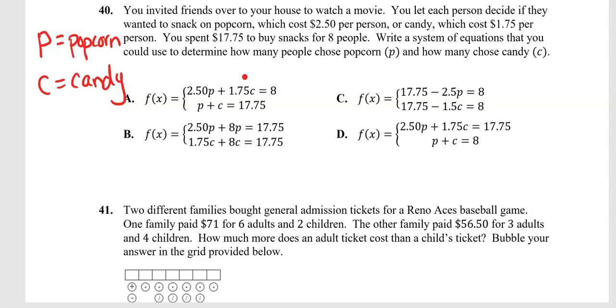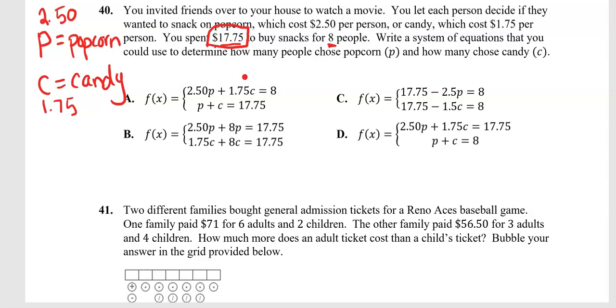So we have to write the two equations, so we have to kind of make sense of this. If popcorn is P, we know that $2.50 per person was popcorn and that $1.75 per person was candy. We're going to connect those two things. So we have two different things to take a look at. We need to know the total cost if I were to buy all the popcorn and candy for these 8 people. But then I also am told that there's a total of 8 people, so I'm going to use an equation to equal that as well. So one of our equations is going to equal $17.75, and the other one's going to equal 8. We just have to figure out which one's which.